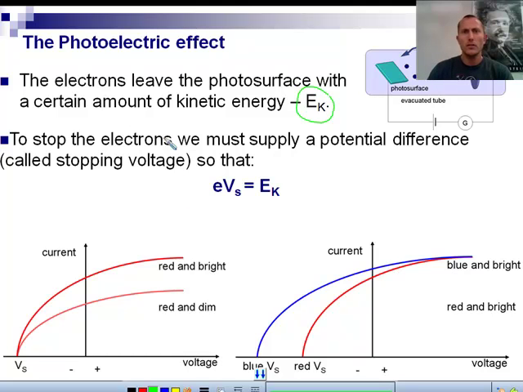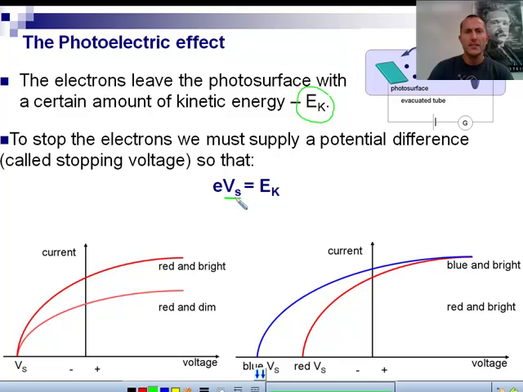To stop those electrons from making it all the way to the collecting plate, as I said, some potential difference of voltage was applied between the plate and the photosurface. That voltage is called the stopping voltage, and down here in this equation we represent it with a V subscript S. We're going to apply a stopping voltage that can completely overcome the kinetic energy of the electrons, and that's what this expression down here is.